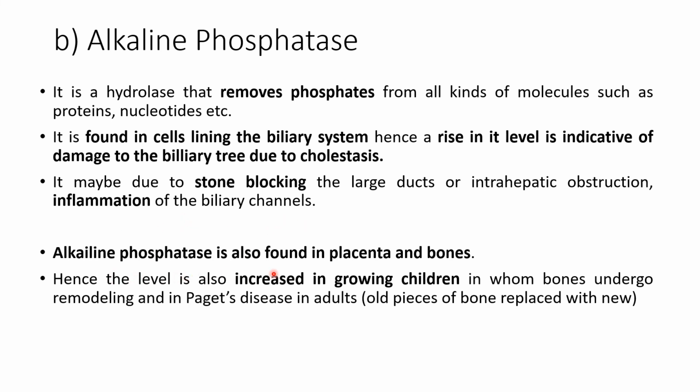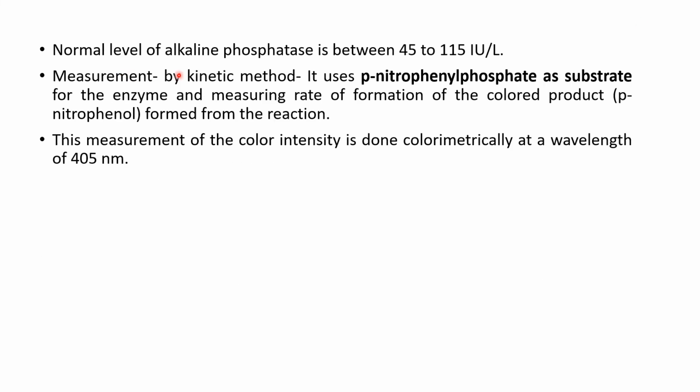Alkaline phosphatase is also found in the placenta and bones. Hence, the level is also increased in growing children, in whom the bones undergo remodeling, and in Paget disease in the case of adults. So in Paget disease, old pieces of bone are replaced with new ones in adults. So in these situations also you find elevated levels of alkaline phosphatase. The normal level of alkaline phosphatase is between 45 to 115 international units per liter. And the measurement is by a kinetic method.